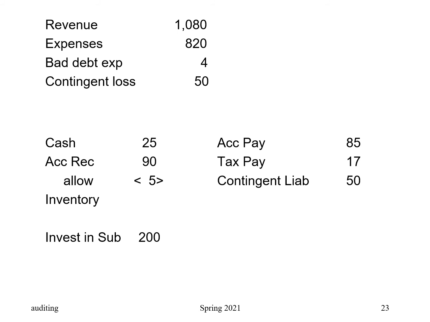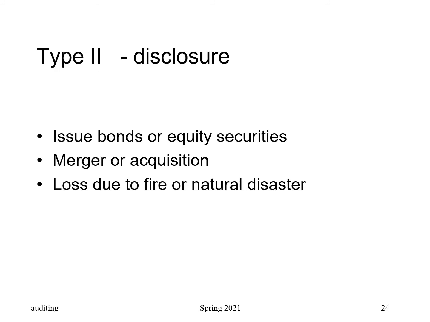Okay, so those are examples of type 1 where we go ahead and book the entry and adjust the financial statements. Type 2 disclosures are subsequent events. The event occurred after January 1st, and the underlying conditions arose after. So if a company issues bonds or stock in January or February, or is planning on issuing bonds or stock, they'll have a footnote explaining it. If the company enters into a merger or acquisition or is in the process of entering into, they should disclose it. If they had a major loss due to a fire or natural disaster that occurred after January 1st, they should disclose it.